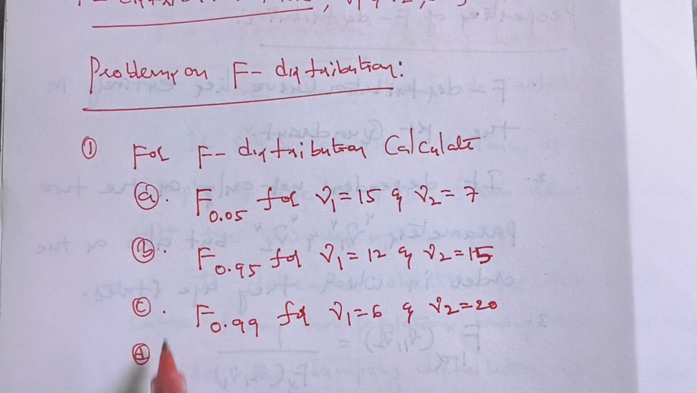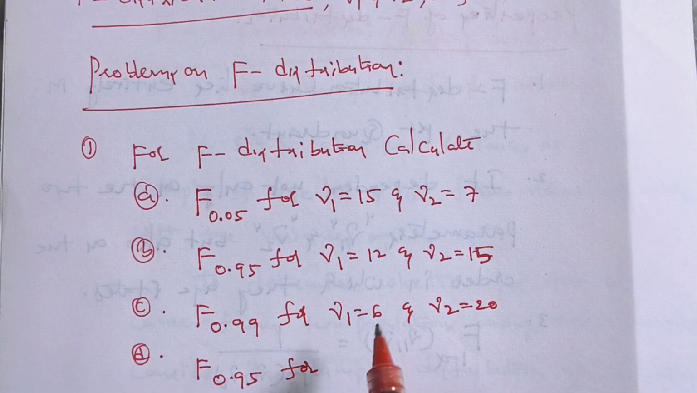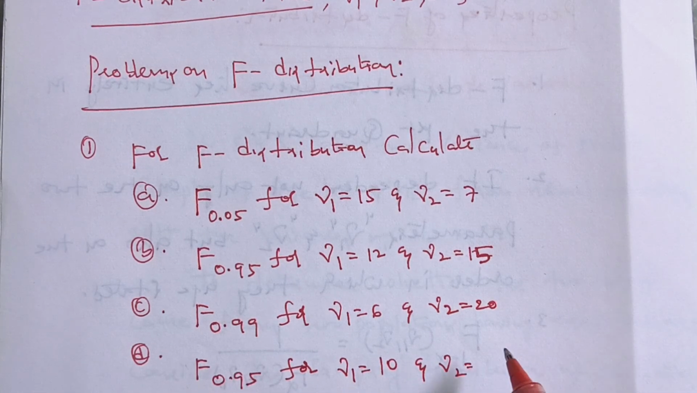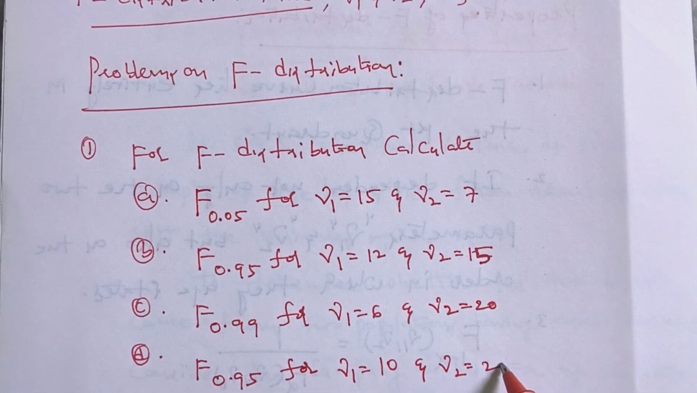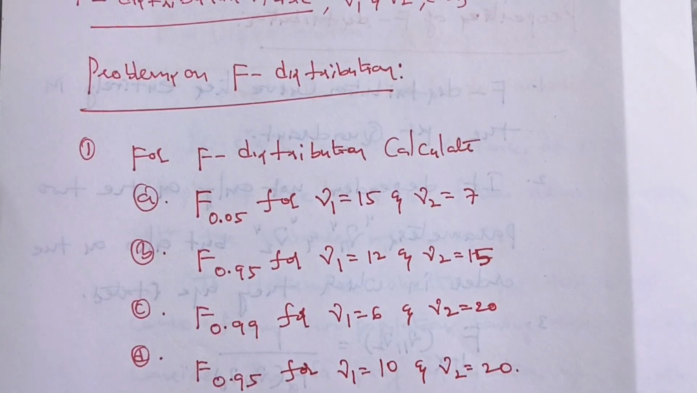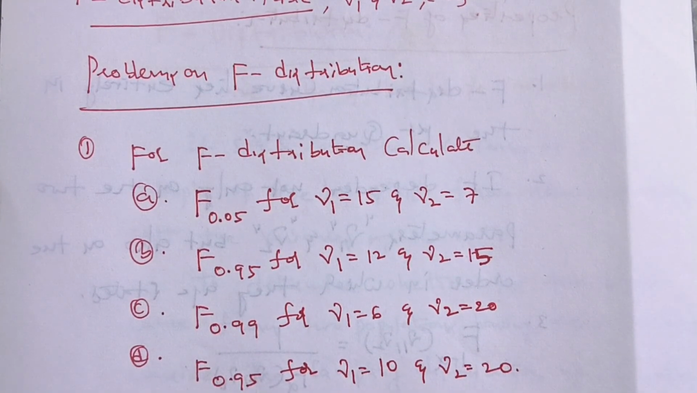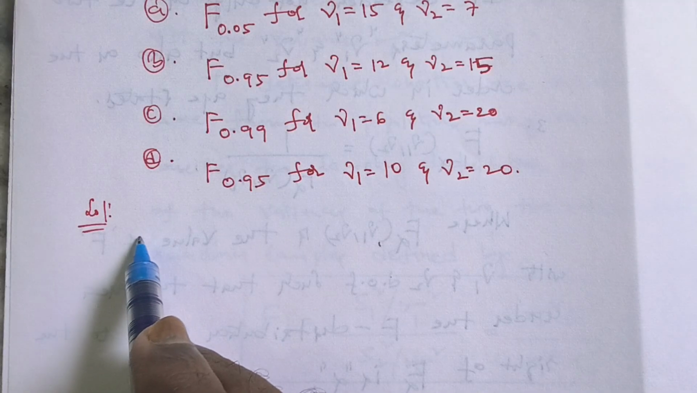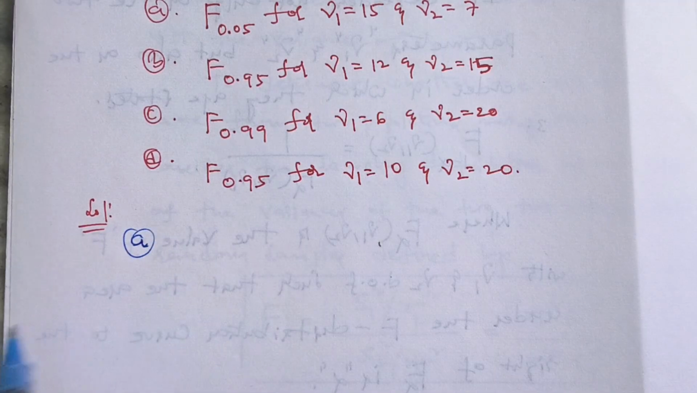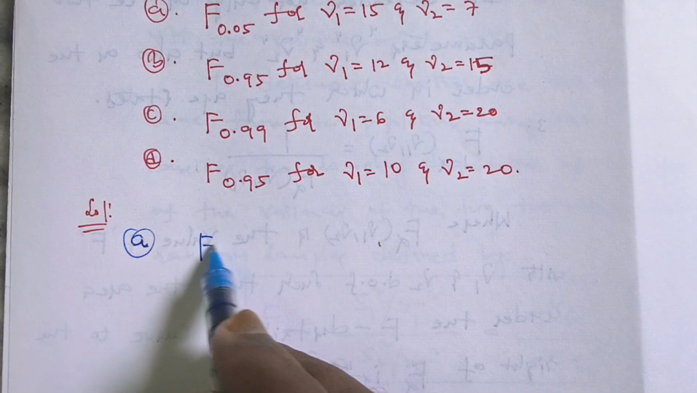And the fourth problem D is: find the value of F 0.95 for degrees of freedom nu1 equals 10 and nu2 equals 20. So these are the problems. To solve these problems, we use the F distribution table here.